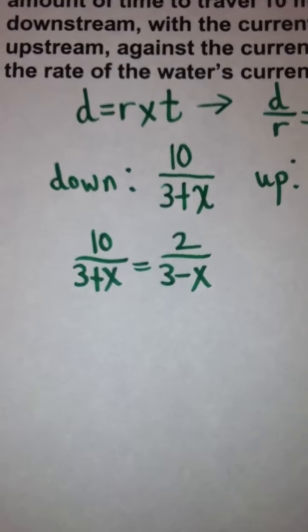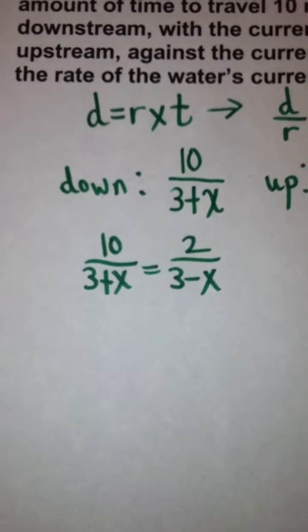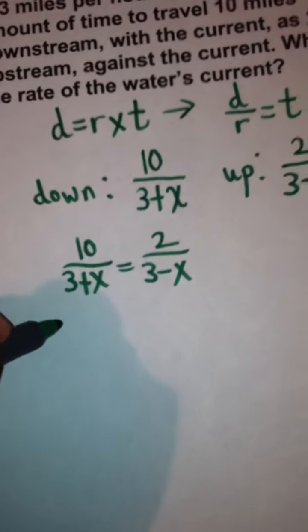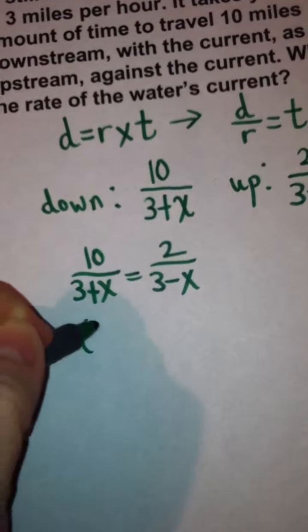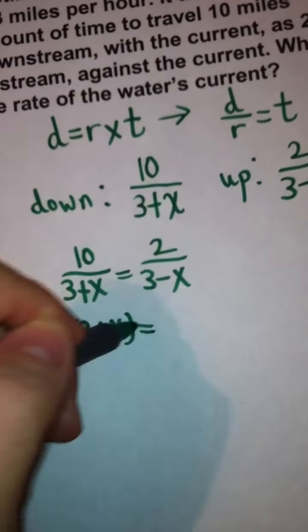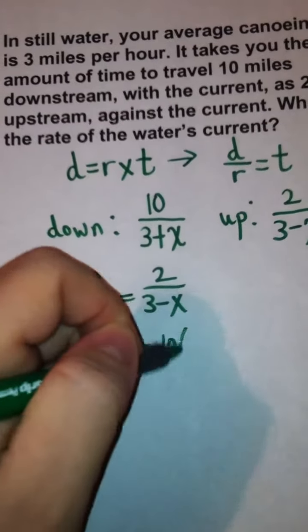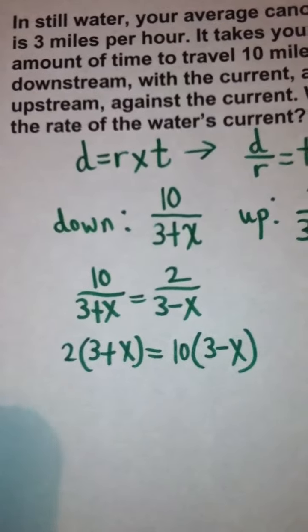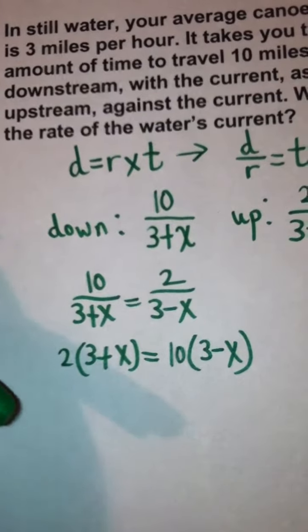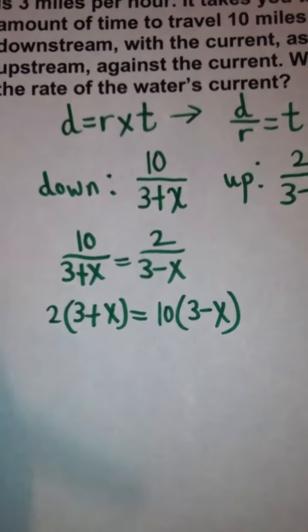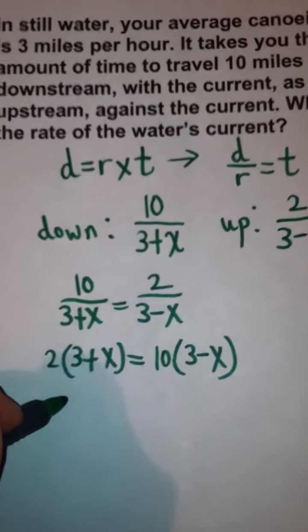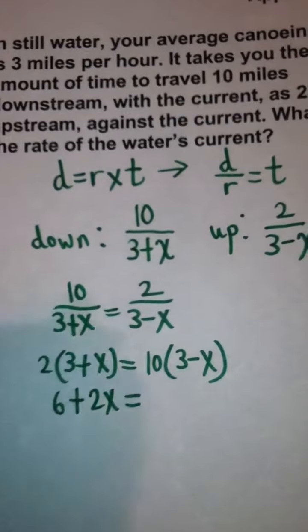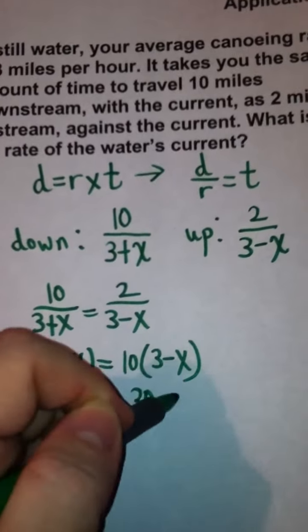Of course, you know how to solve a proportion. Right, the first step is to cross multiply. We have 2 times in parentheses 3 plus x equal to 10 times in parentheses 3 minus x. Distribute the 2 and the 10. We have 6 plus 2x on the left-hand side equal to 30 minus 10x on the right-hand side.